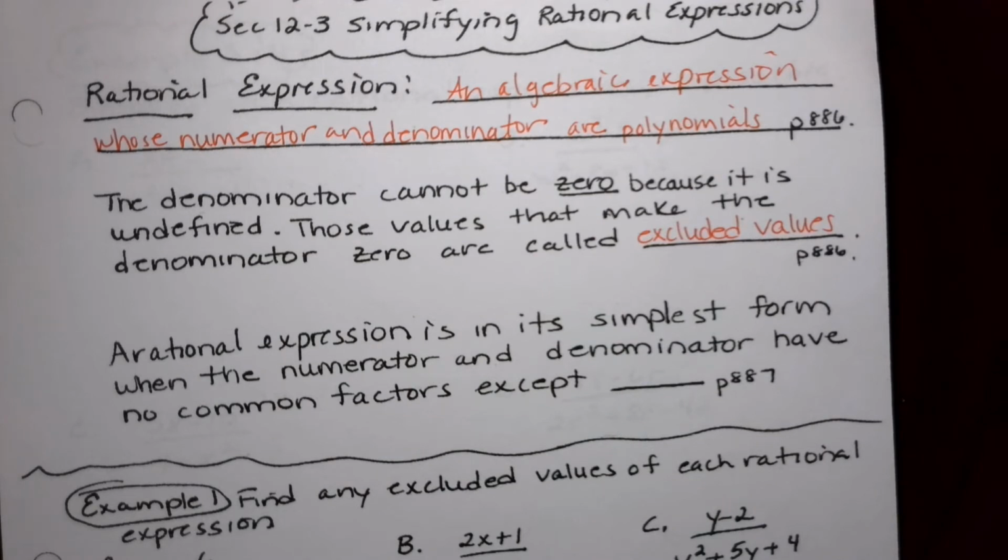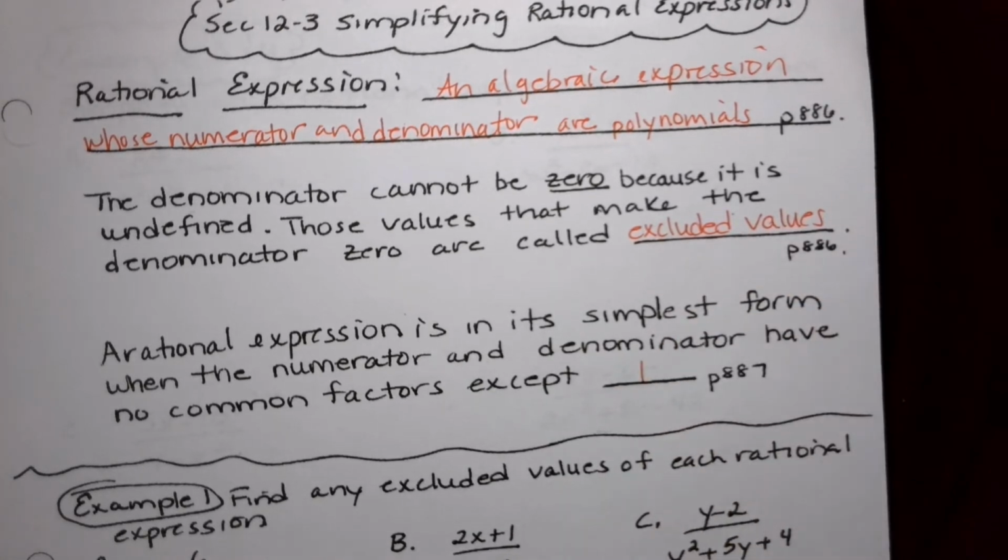A rational expression is in its simplest form when the numerator and denominator have no common factor except 1. That's when you know you're done, when there's nothing in the top and the bottom that can be simplified any further. There's nothing you can divide or cross off or cancel in either.